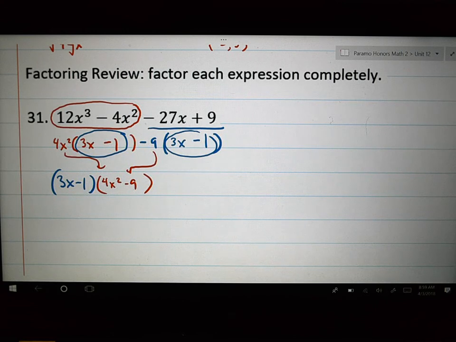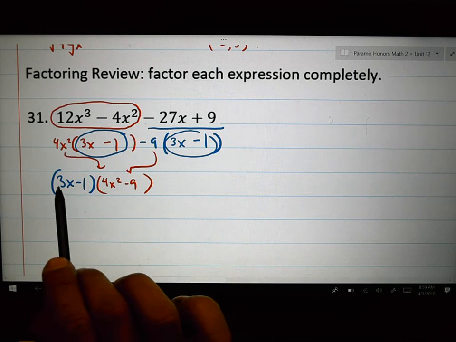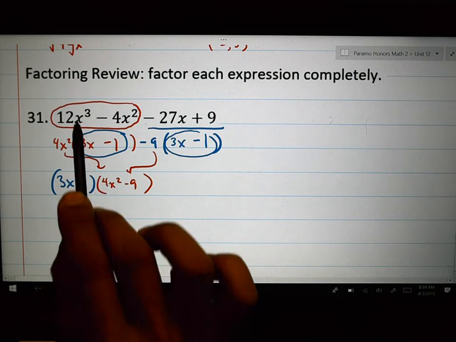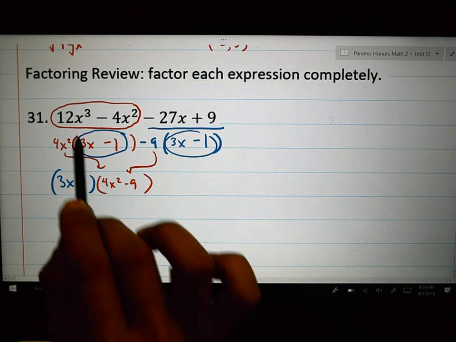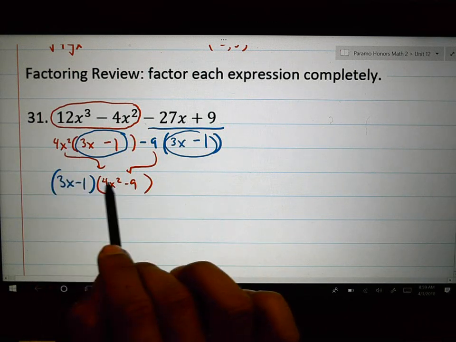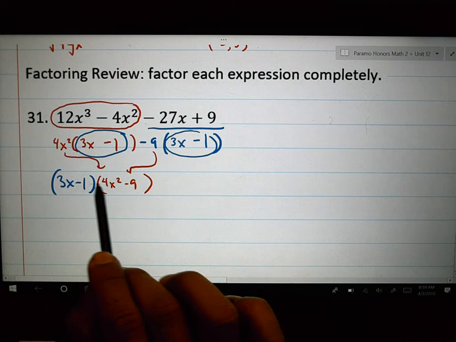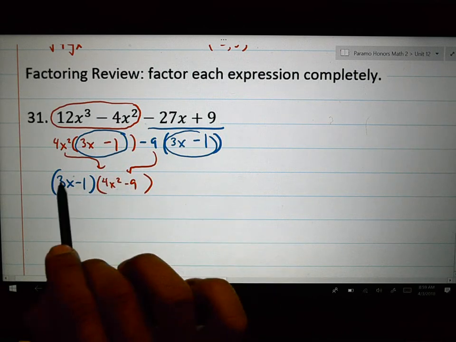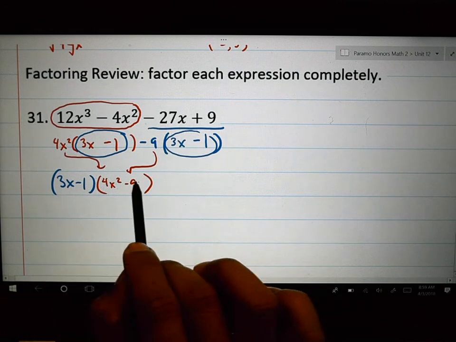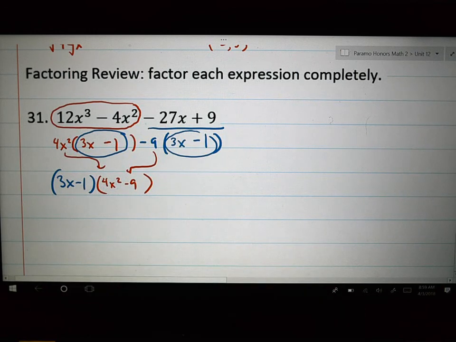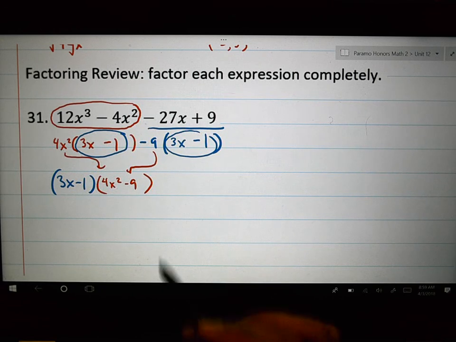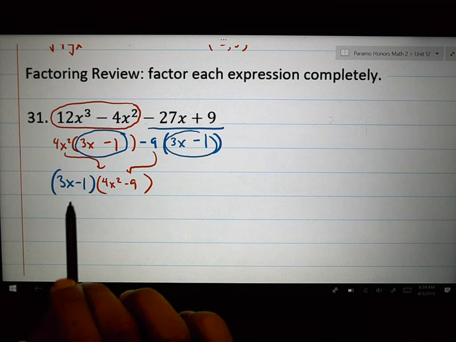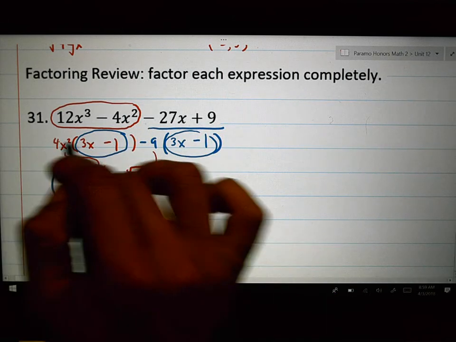Let's check by foiling. Does this times this equal your first one? Does that make 12x to the third? Then you do this times that. Does that equal your second one? This times that. Does that equal your third one? This times that. Does that equal your fourth one? If it does, then you have factored it correctly. You do not want to have 2 of these 3x minus 1s. There's only one of them because it's multiplying the 4x squared and the negative 9.